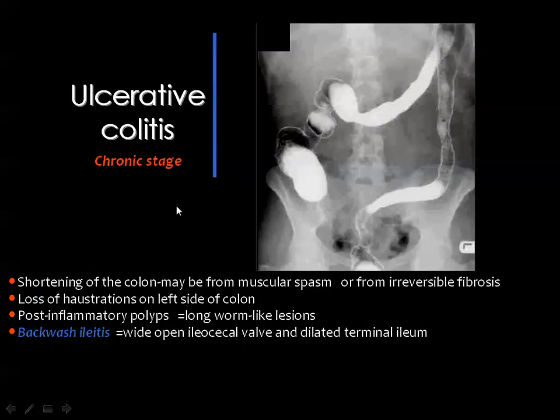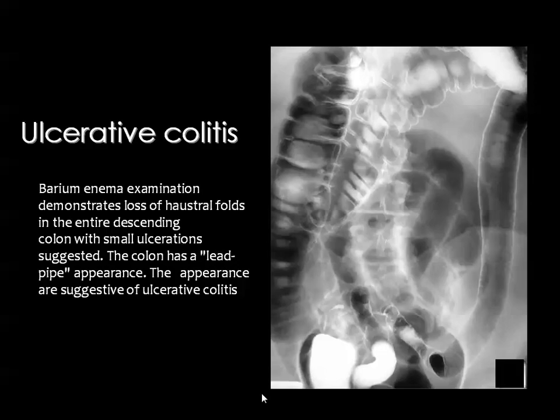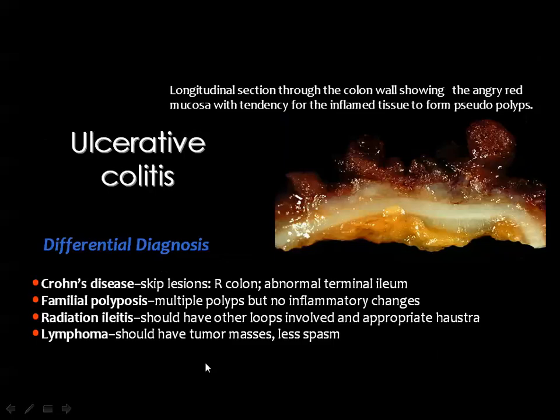In the chronic stage, you get shortening of the colon due to spasm and fibrosis, and severe loss of the haustral pattern, and even you cannot see the pseudopolyps in this stage. And as I have said, backwash ileitis means that the ileocecal valve is widely open and the terminal ileum is involved by the disease. This is a case of ulcerative colitis, showing the effacement of the haustra on the left side of the colon with relative narrowing of the colonic lumen.